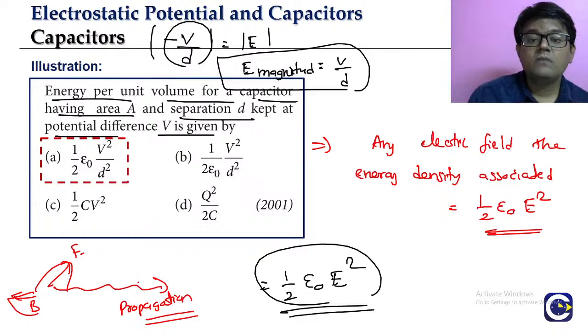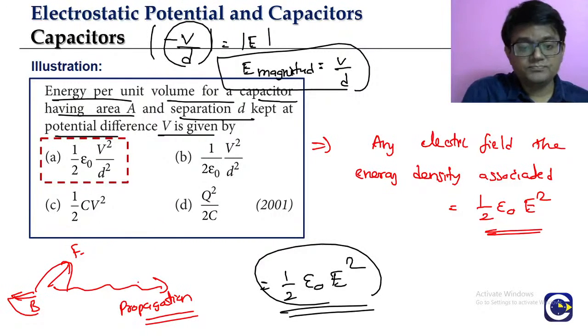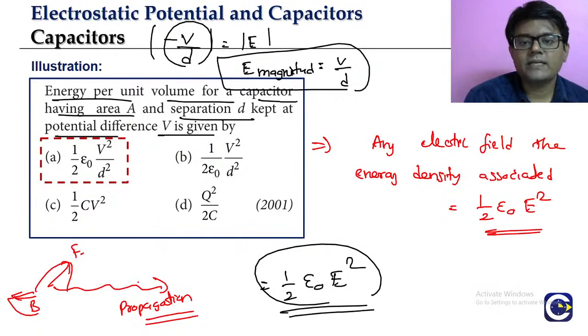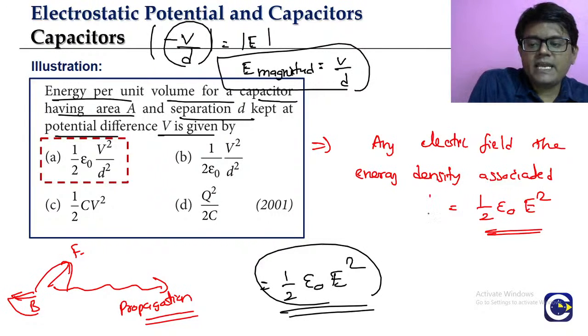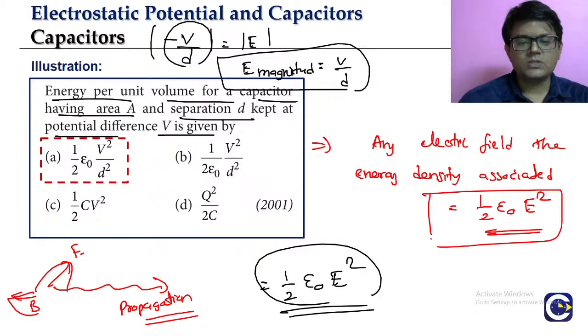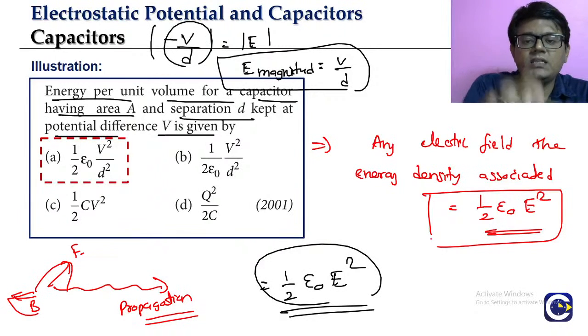There we'll talk about the energy possessed by the electric field part and the energy possessed by the magnetic field part. Now what is an electromagnetic wave? It is a form of energy, right? An electromagnetic wave is a form of energy. So this energy density concept we are going to use again when we discuss the electromagnetic wave. Okay. So this is about the energy density in the region between the two capacitor plates.